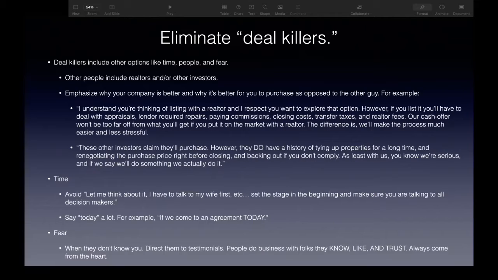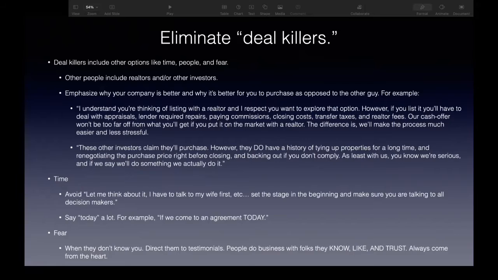And then the whole let me think about it first is usually about price. So you say, I respect you want to think about it, but let me ask you this. How do you feel about the price? Most of the time, the whole let me think about it thing is always about price. If you can readjust your offer, then maybe they'll move forward today. So as mentioned, say today a lot when you're in your acquisitions.